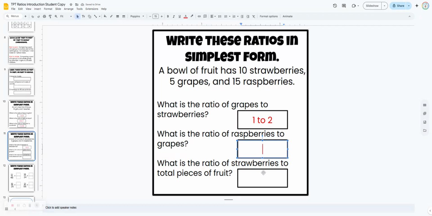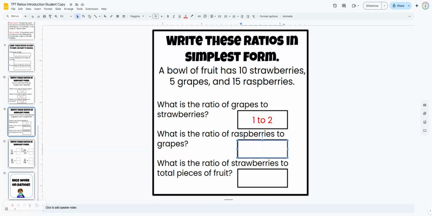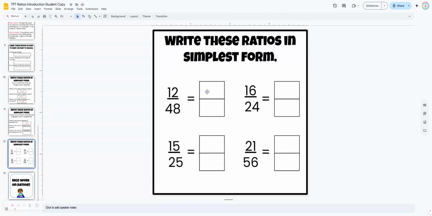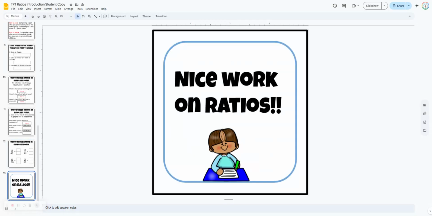Raspberries to grapes, and strawberries to the total number of pieces of fruit. And then they're going to put these ratios in simplest form. So that is the introduction to ratios.